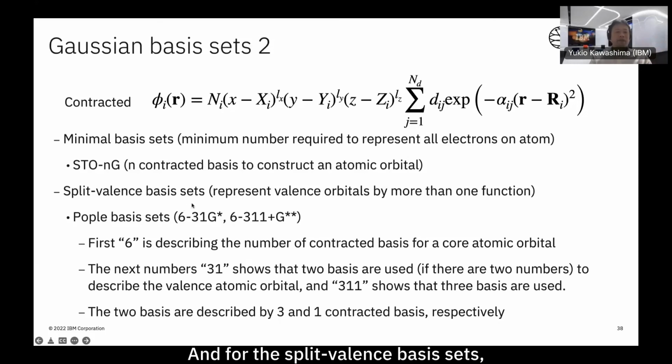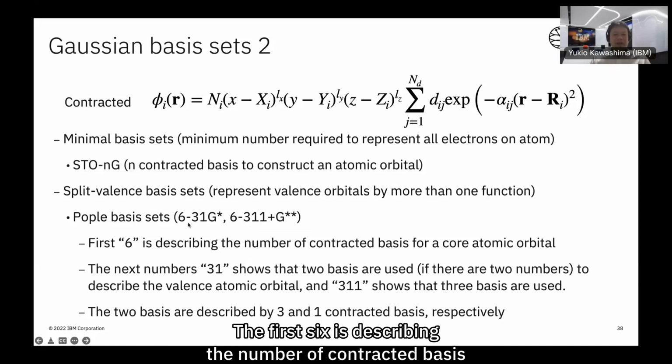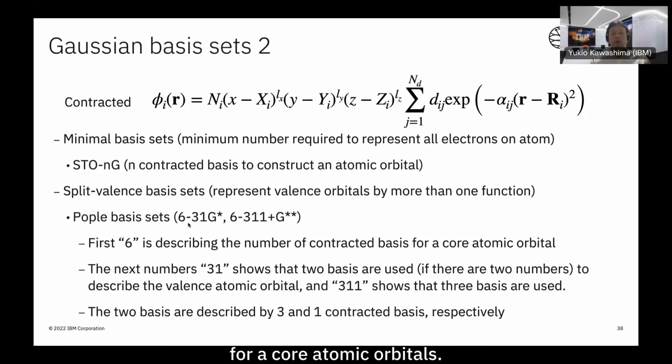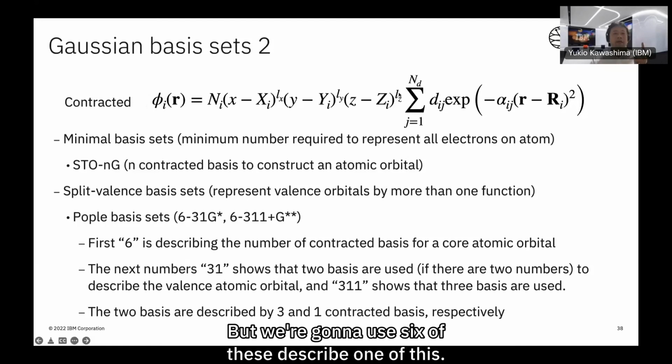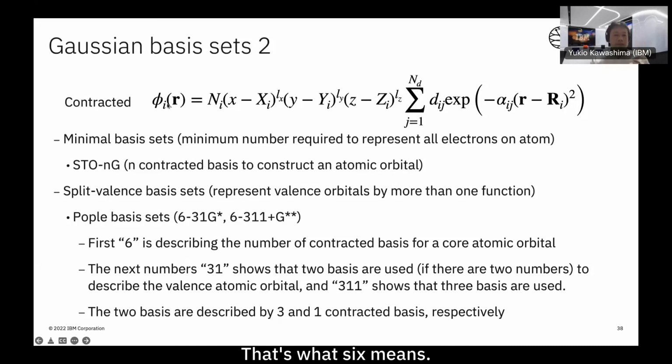And for the split valence basis sets, there is a term like 631 or 6311. What is that? The first 6 is describing the number of contracted bases for our core atomic orbitals. So in split valence basis sets, we only use one function, one of this, to describe the core atomic orbitals. But we're going to use 6 of these to describe one of this. That's what 6 means.